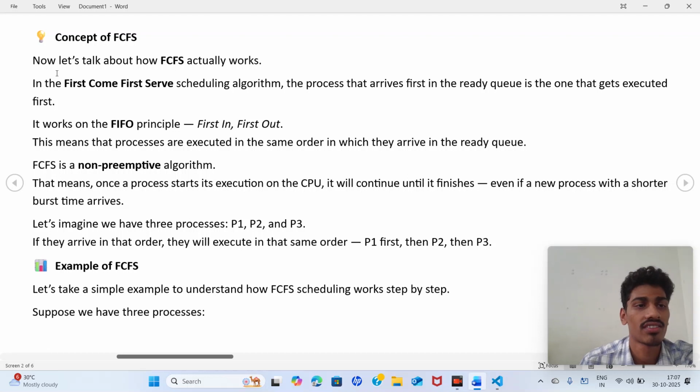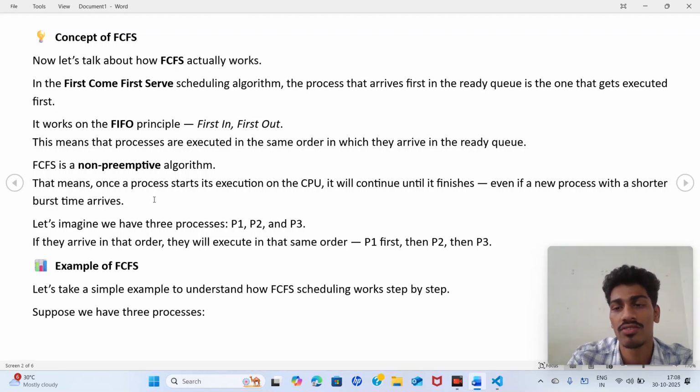Now we'll go through the concept of FCFS. Let's talk about how FCFS actually works. In the first come first serve algorithm, the process that arrives first in the ready queue is the one that gets executed first. It works on the first in, first out principle, FIFO. This means the processes are executed in the same order in which they arrive in the ready queue. FCFS is a non-preemptive algorithm. That means once a process starts execution on the CPU, it will continue until it finishes, even if a new process with a shorter burst time arrives.